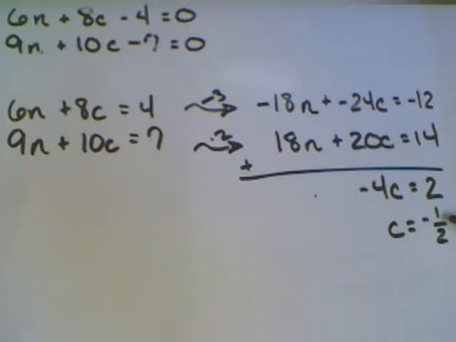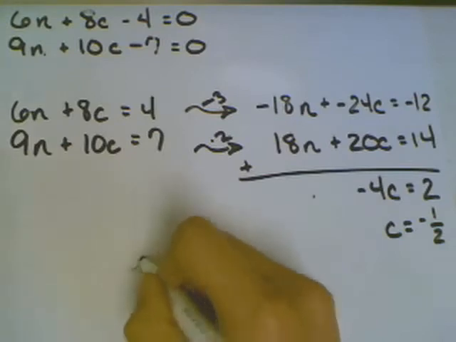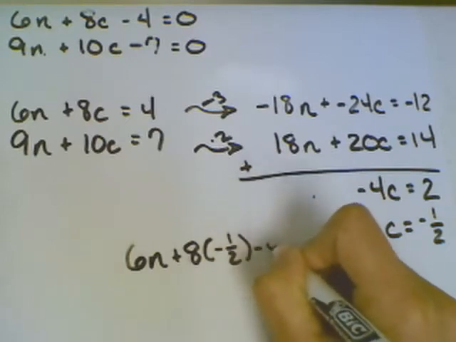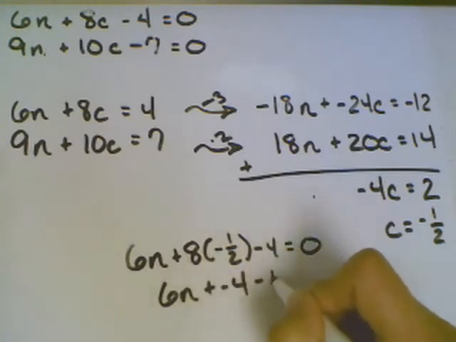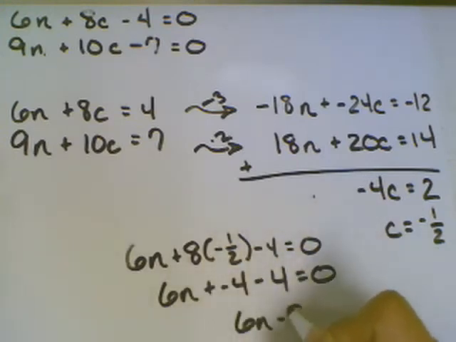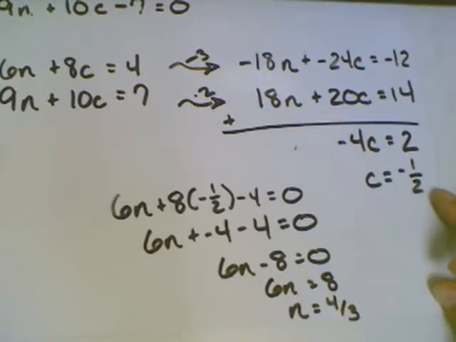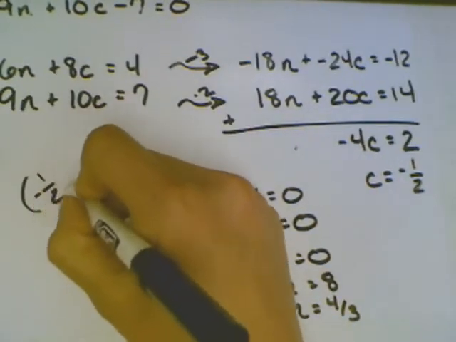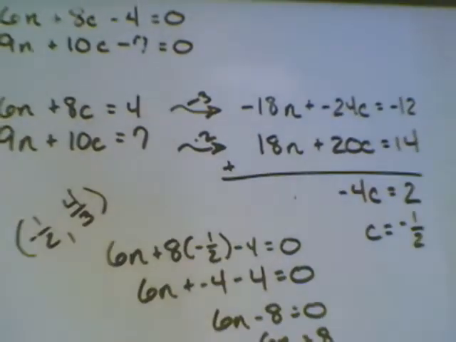Once I find that c is -1/2, I need to plug it back into one of the originals to figure out what n is. So let's use the first one. 6n plus 8 times -1/2 minus 4 equals 0. 6n, here's -4, minus 4. 6n minus 8 equals 0. Add 8 and divide by 6. 4/3 is what that reduces to. So now I have my value for c and my value for n. The ordered pair that is the solution to this system is -1/2, 4/3.